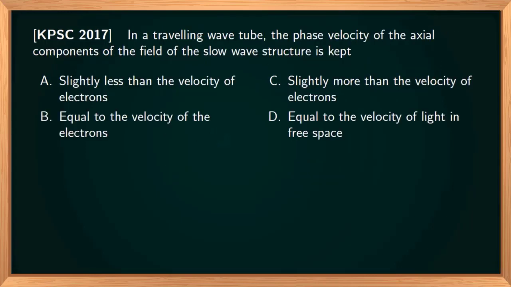This question is related to the working of traveling wave tube. Traveling wave tube, or TWT, is a microwave amplifier used to amplify RF signal in microwave frequency range.